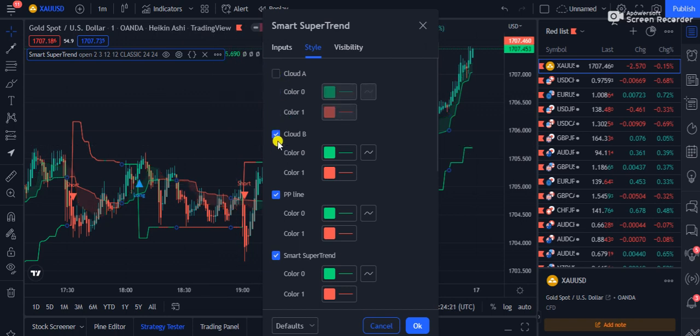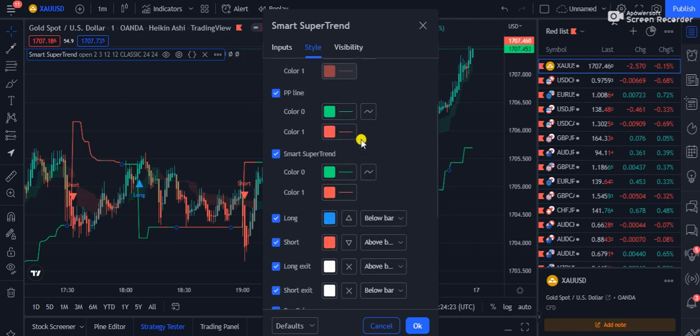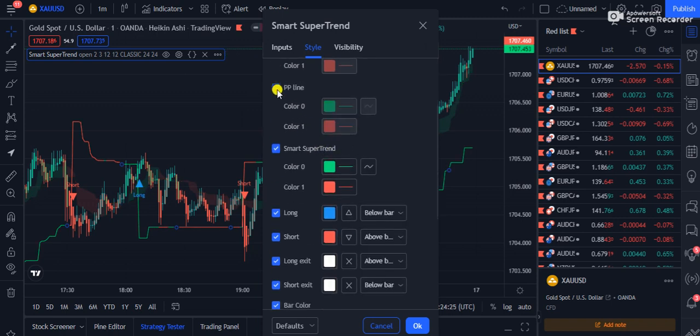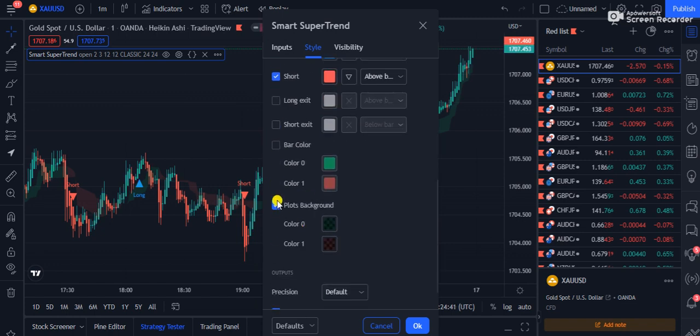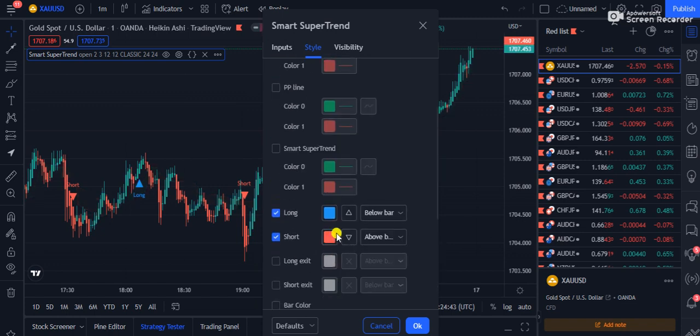You have to remove cloud A, you have to remove cloud B, you also have to remove the TP line and smart super trend. This is not required. Just keep long and short. You also do not need long exit, short exit, and you don't need the bar color and the plots background.